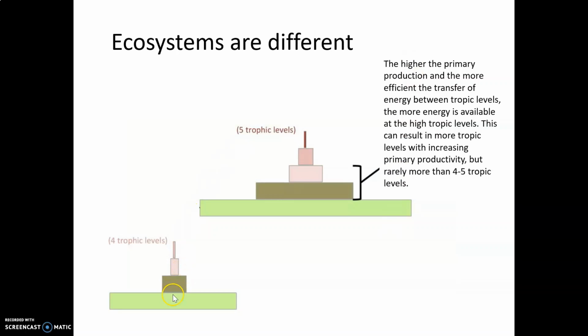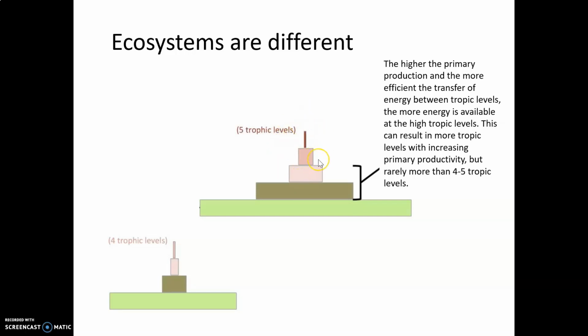And here we have two different food pyramids to illustrate this, right? So like it says here, the higher the primary production, which is this level down here and down here, and the more efficient the transfer of energy between the trophic levels, the more efficiently energy is transferred from down here to here to here, the more energy will be available at the top of the food chain, at the highest trophic levels up here.